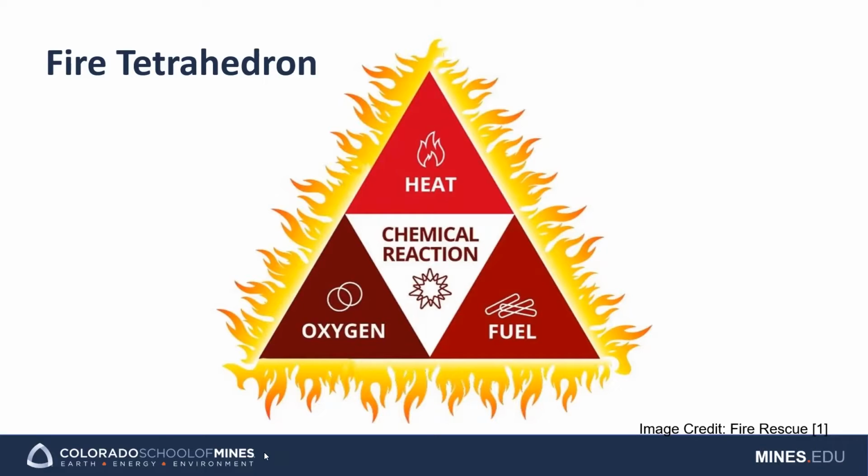The triangle becomes a tetrahedron by the addition of the chemical chain reaction. The initial combustion reaction adds more heat to the system since these reactions are exothermic, resulting in the sustainment of additional reactions. This means that the fire will only go out if either the fuel, oxidizing agent, or heat source is removed from the system.